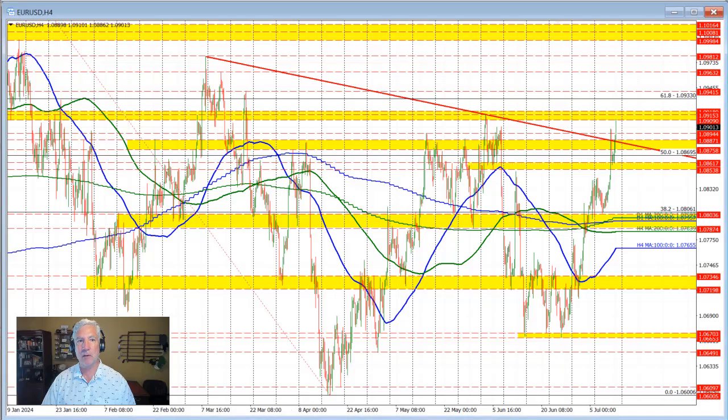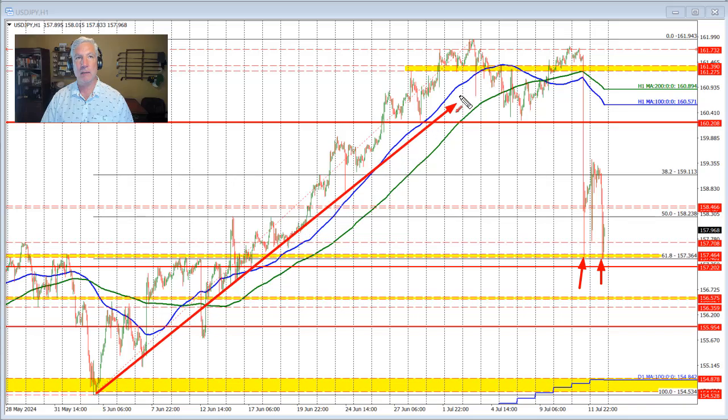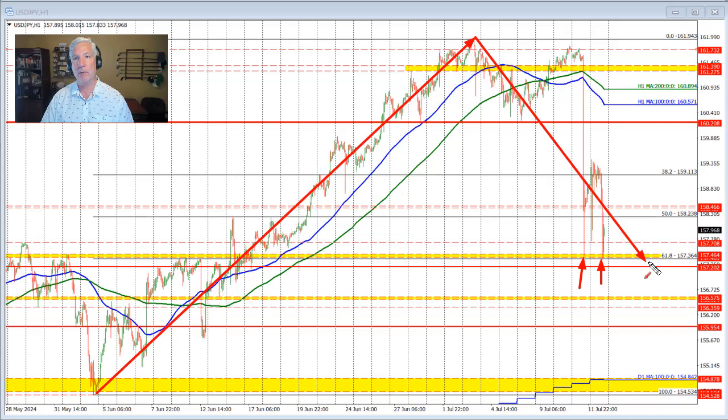Finally, let's take a look at the dollar versus yen on the hourly chart. If we look at this chart, the low price that we saw in trading yesterday was near the low price that we saw today. Also near that level is the 61.8% retracement of the move up from this low going back to the June low to the high price that we saw in the month of July. That level comes in at 157.364, and the price bounced off of that level, currently trading at 157.96.